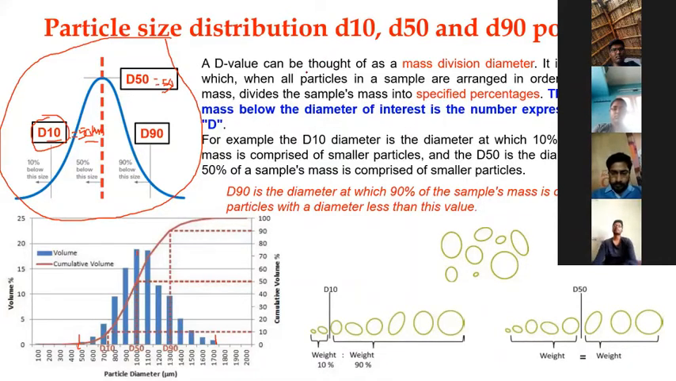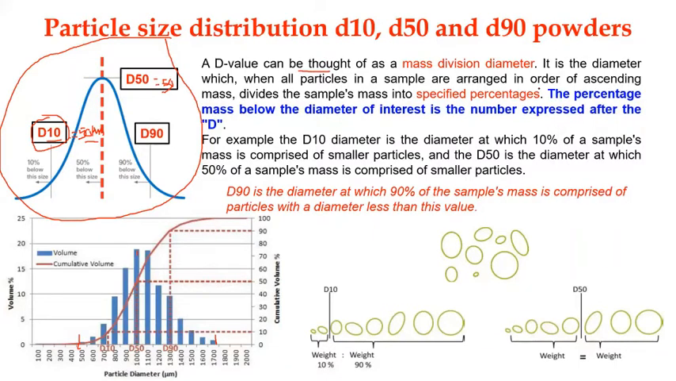A D value can be thought of as a mass division diameter. It is a diameter which, when all particles in a sample are arranged in order of ascending size, from smaller particles to bigger particles, the size increases. Don't see the graph, it is descending. The size is increasing, that is what you have to understand. Ascending order of the size.